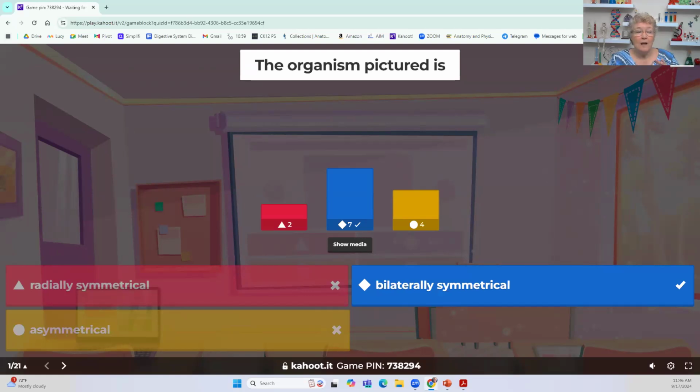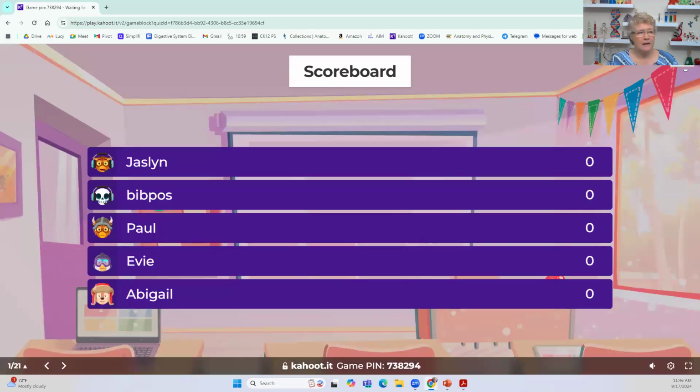That's radial. Bilateral is like we are. We are bilaterally symmetrical. You could draw a line right down the middle of us. We're roughly symmetrical on both sides. And then asymmetrical, only sponges are asymmetrical. They're the only animal that's asymmetrical. So unless it's a picture of a sponge, it's not going to be asymmetrical. That means they don't have any place that you can draw a line and be able to see them. Okay, let's look at the next one now.